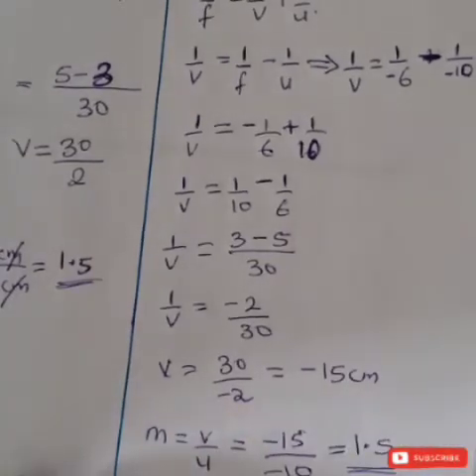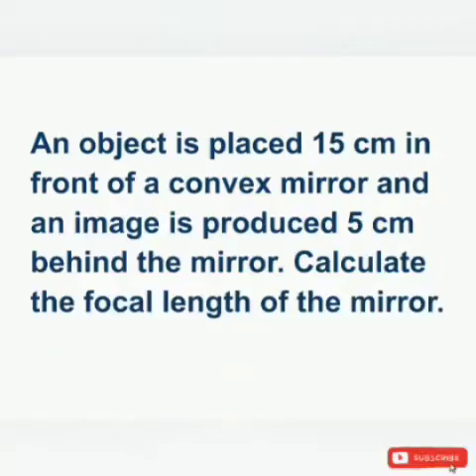So example 2: an object is placed 15 cm in front of a convex mirror and an image is produced 5 cm behind the mirror. Calculate the focal length of the mirror.